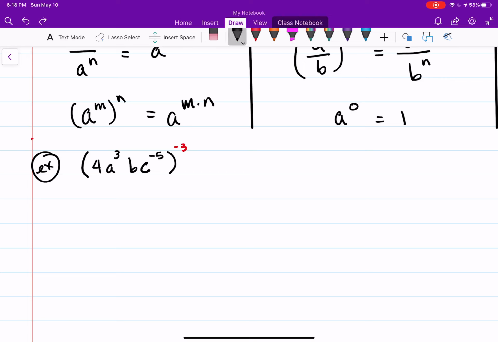All right, so what do I have here? I have 4 raised to the negative 3 power times a to the third raised to the negative 3 power. And remember in the beginning we talked about how in the video it says that you guys should be organized. Here is where the organization comes into play.